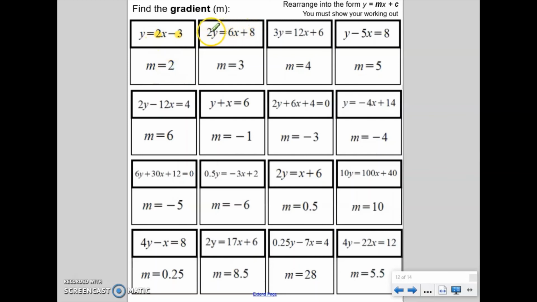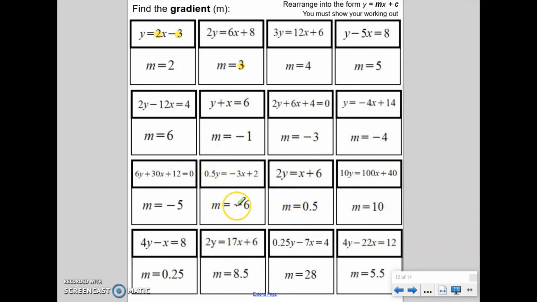With the second question, we're dealing with two y's, so everything should be getting divided by 2, which means I'm going to be dealing with a coefficient of 3. I'm going to be dealing with 3x, so my gradient would be 3. You can go ahead and work through your other solutions.